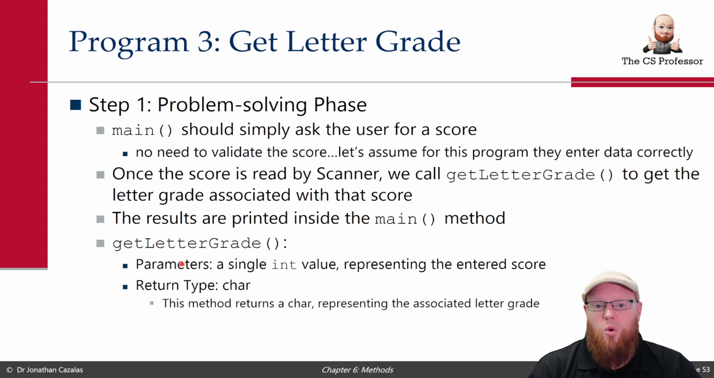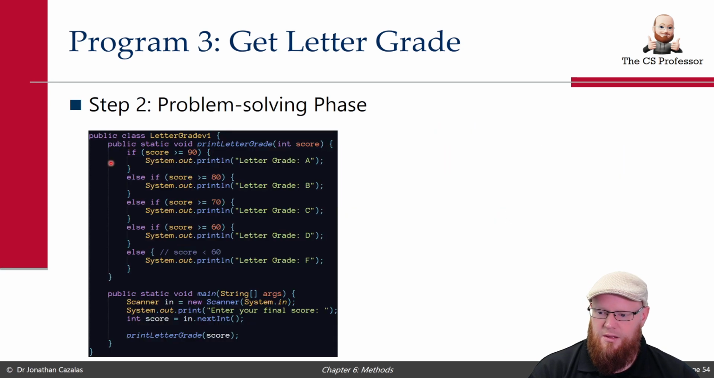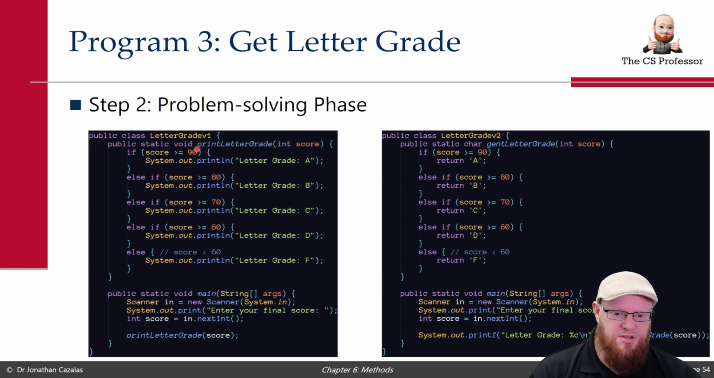Instead, we're merely going to return the A or the B or the C or the D or the F, and then inside main we're going to print. The whole purpose is just to show you a void method and then a very similar method, but no longer void. Instead this won't say void, it'll say char, and instead of printing, we'll just have here return A. So let's look at that code. Here's the previous code, and here's the code next to it, the change, so we can see them side by side.